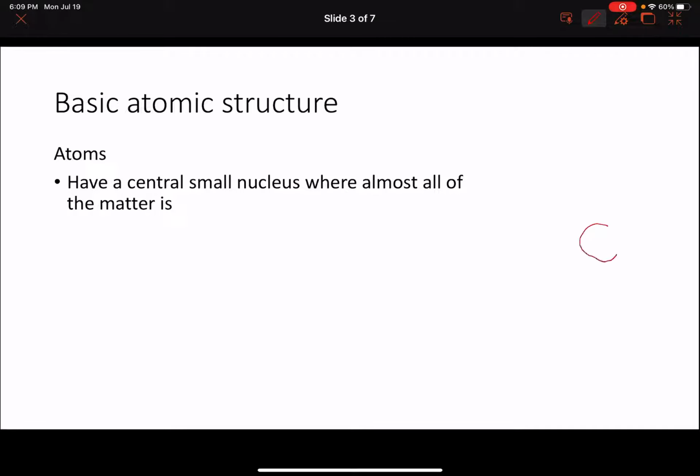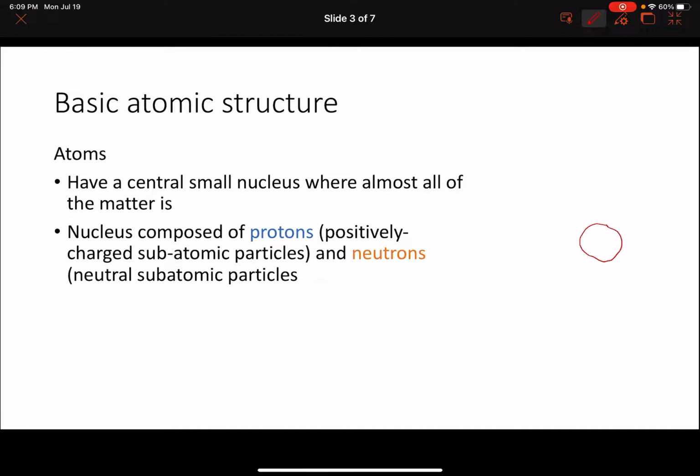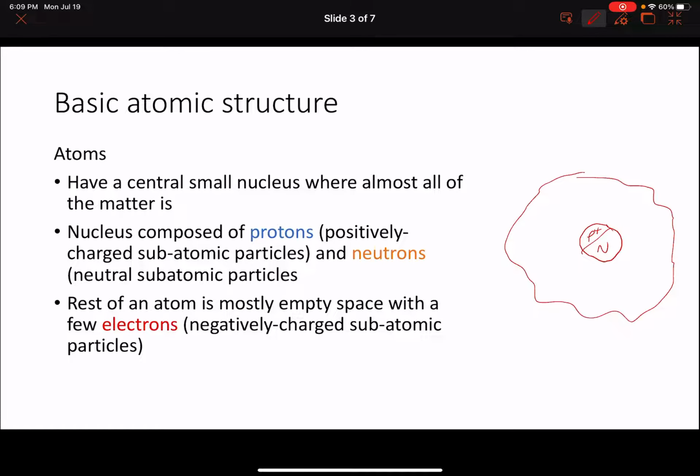this here. So we're going to put a nucleus here, and that's where all the matter is, or almost all the matter is, and it's composed of protons and neutrons. So protons are positively charged, neutrons are neutral subatomic particles, okay, and so those are all packed in that space. And then there's a lot of open space. Now I'm kind of drawing this out. Is mostly empty space with a few electrons, which are the negatively charged particles, out surrounding the nucleus, okay?